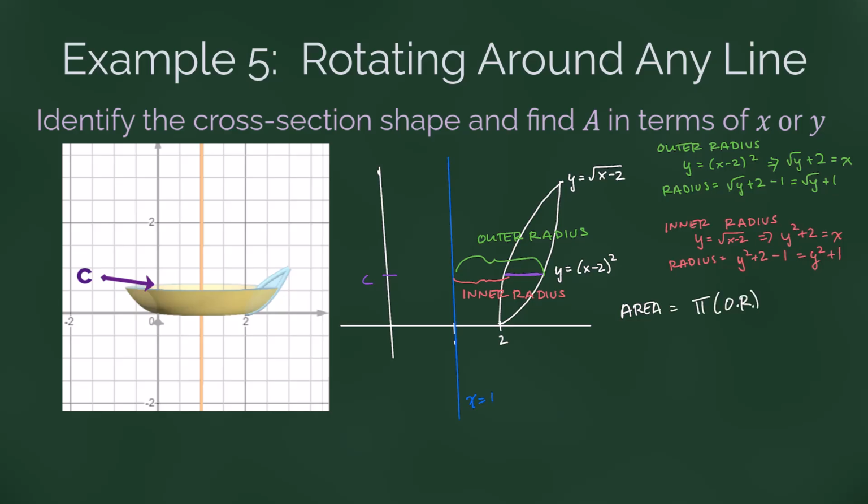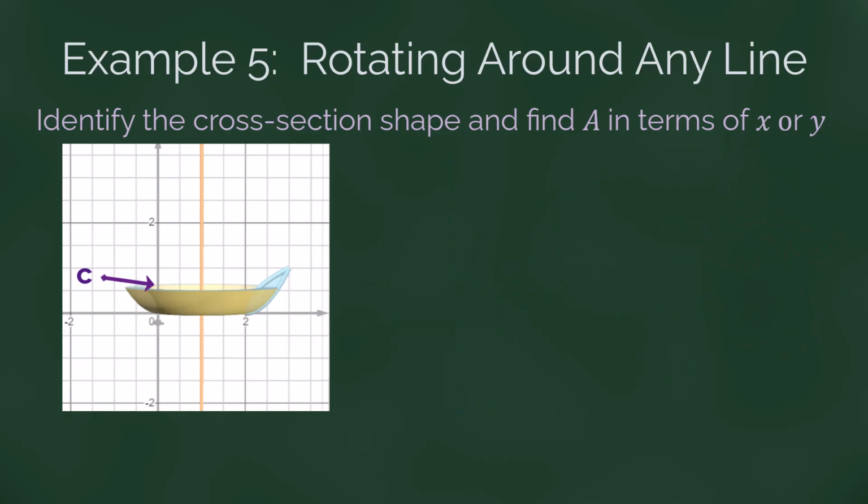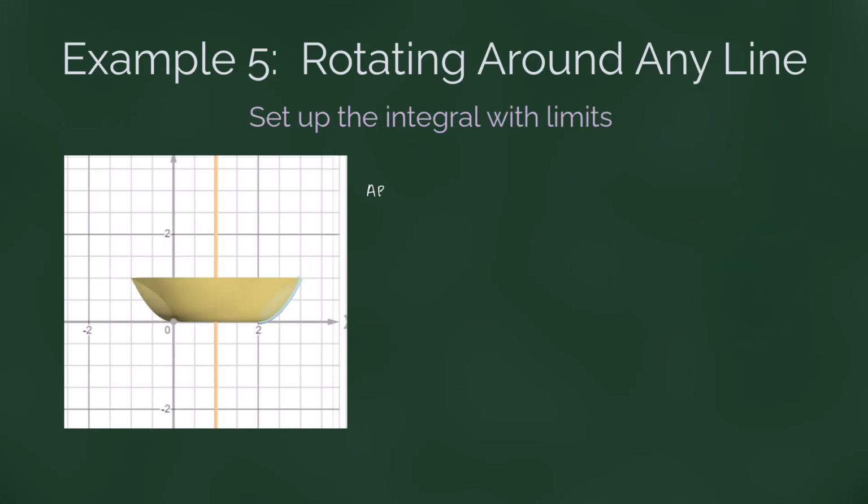From there, we can see that the area of our washer is going to be pi times the outer radius squared minus pi times the inner radius squared, which becomes pi times the square root of y plus 1 all squared minus y squared plus 1 squared. With our area formula understood, we can now go ahead and start setting up our integral with its limits.